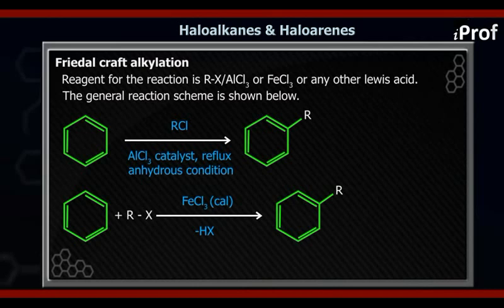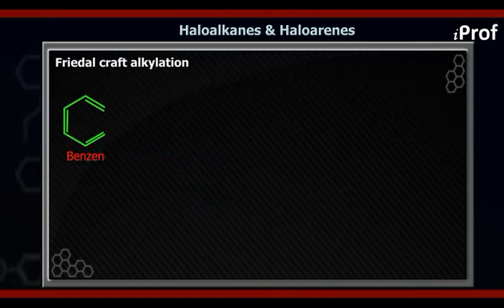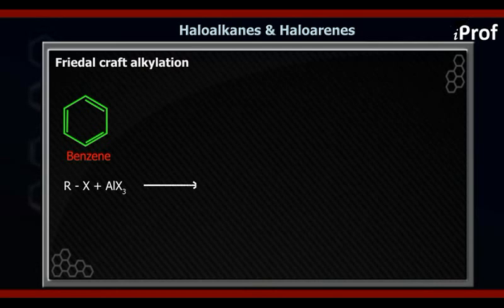Now let us take an example. Suppose we have benzene as a reactant. We take an example of RX as, suppose we have ethyl chloride, that is CH3CH2Cl, and you carry out the reaction with the AlCl3. So what is going to happen is that first of all this CH3CH2Cl will react with the AlCl3 and will form CH3CH2+ plus AlCl4-.